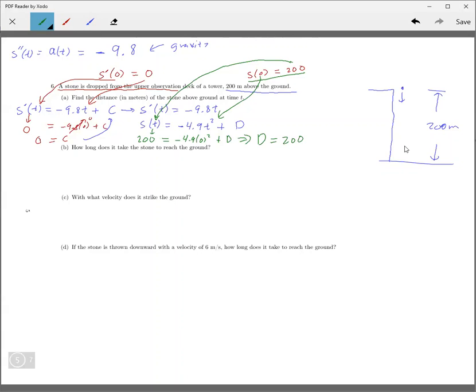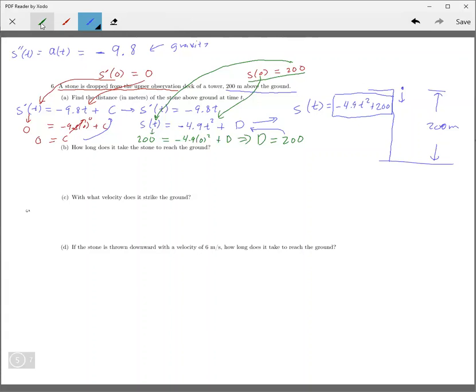Now usually, instead of using d, you could use s sub 0, which stands for the initial position. But it doesn't really matter. So this 200 goes in there, and you have s of t equals negative 4.9 t squared plus 200. And this is the answer right here. That'll be the answer for part A.